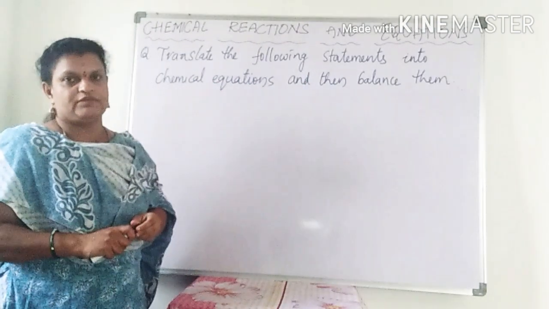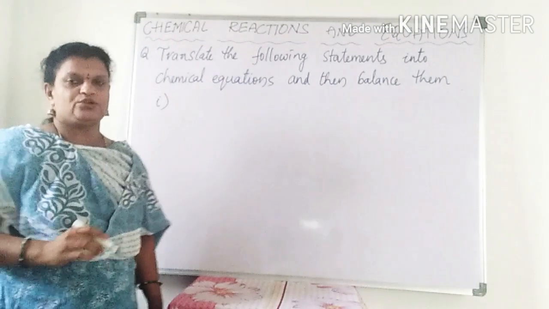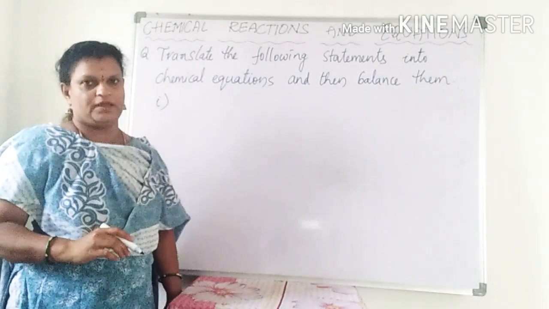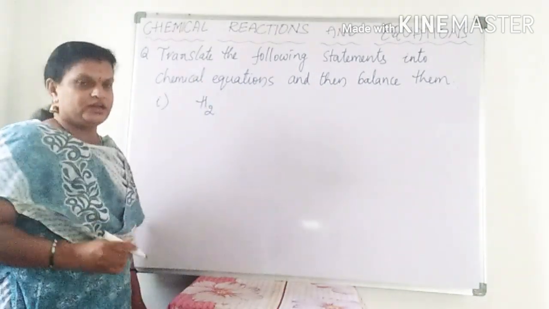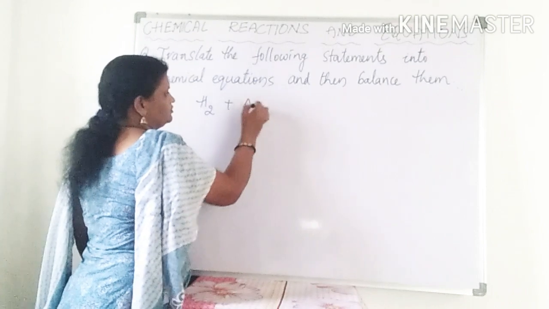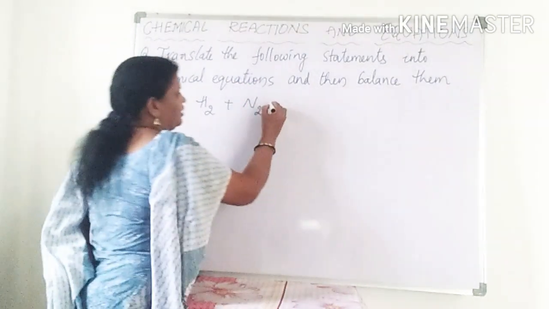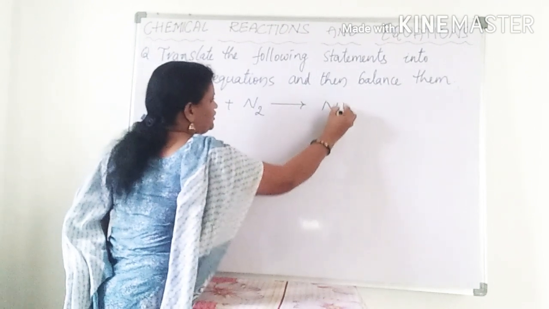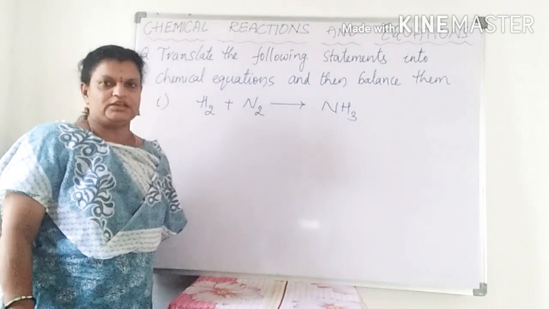Here they have given one question, that is, hydrogen reacts with nitrogen to form ammonia. Hydrogen formula we can write as H2, and it reacts with nitrogen, N2, to form ammonia. Ammonia formula we already know is NH3. Not only writing the equation, we have to balance that also.